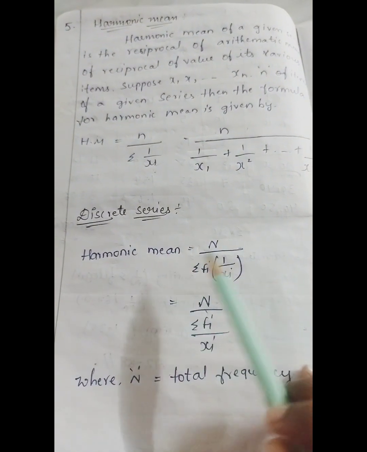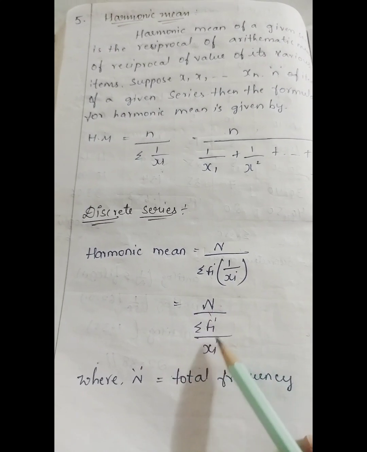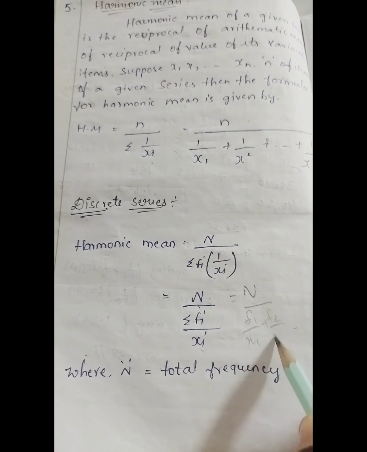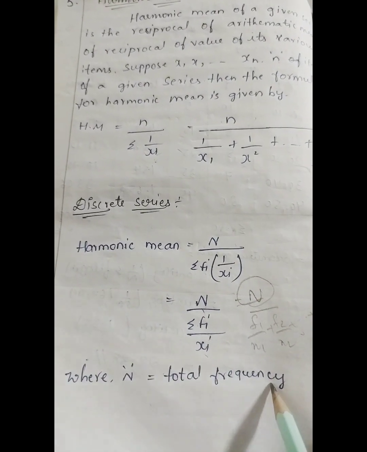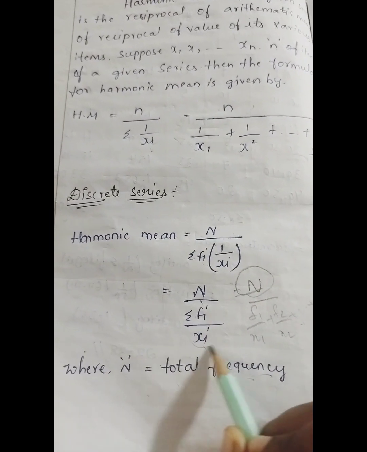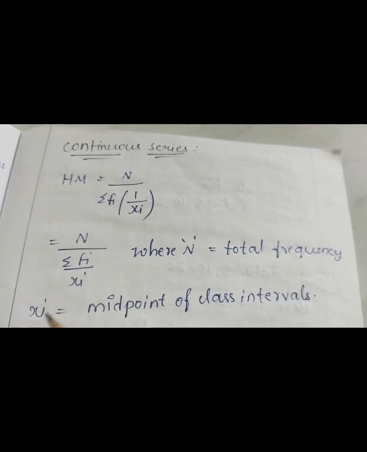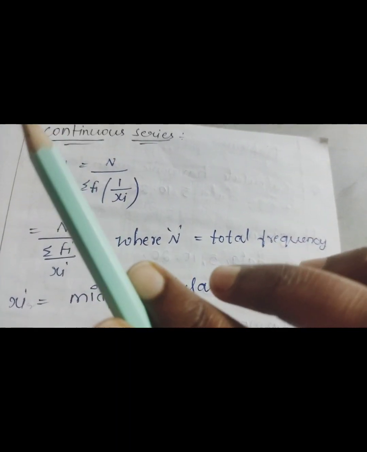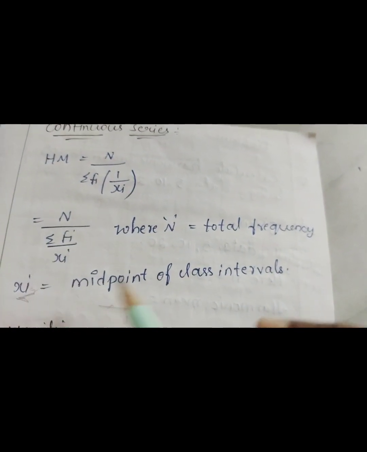Coming to discrete case, you have the formula as capital N by summation fi into 1 by xi. So this can be written as N by summation fi by xi, which can also be written as N by (f1 by x1 plus f2 by x2 plus so on fn by xn), where capital N represents the total of all the frequencies, total frequency. And continuous case also we will be having the same formula, but the only difference is xi is a mid value or midpoint of a class interval. So harmonic mean and geometric mean will be having same formulas in individual, discrete and continuous cases, but the only difference is here xi is a midpoint.